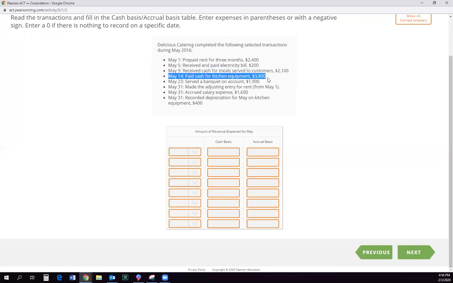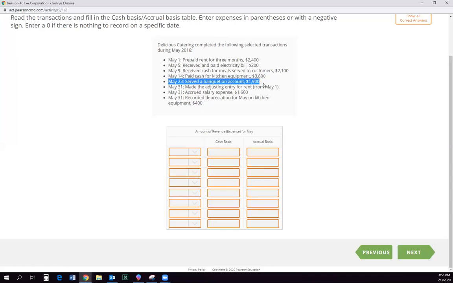May 14th, we paid cash for kitchen equipment. So under the cash basis of accounting, if we paid out money, we're going to go ahead and record that as an expense. Why? Because we paid out cash. But under the accrual basis, what we're doing is our cash is going down and our asset equipment is going up. So we're not going to record an expense at all at this point. It's going to be zero. We'll record the expense as we use up the equipment.